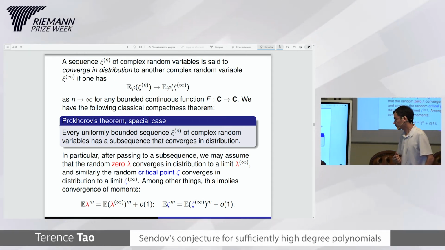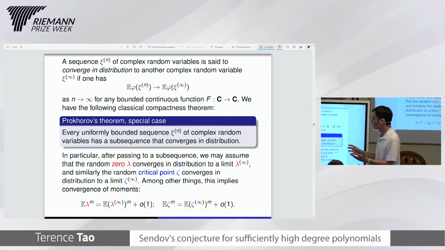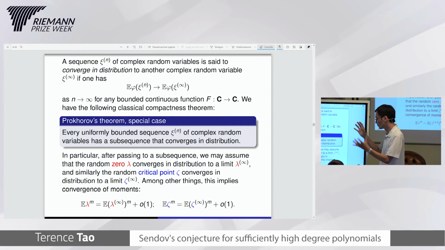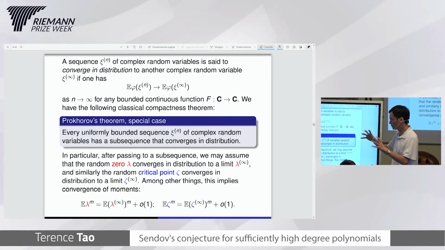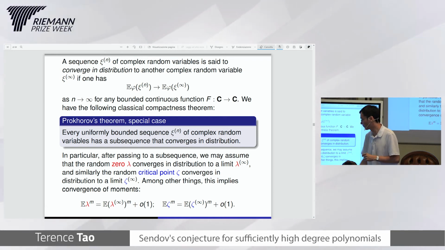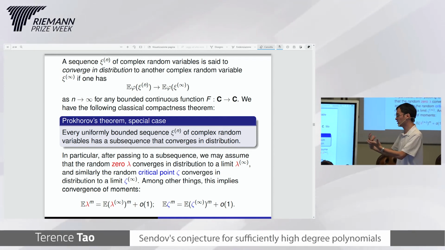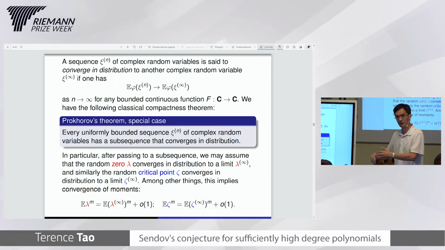Okay? So we can pass to a subsequence, and so we can assume that the random zero converges in distribution to some other random variable supported on the unit disk, which I'll call lambda infinity, and the random critical point converges also in distribution to another random variable, which I call zeta infinity. So there are these two limiting random variables, and those are the correct objects to consider as the asymptotic limit. So you forget the polynomials, you only look at these two measures.